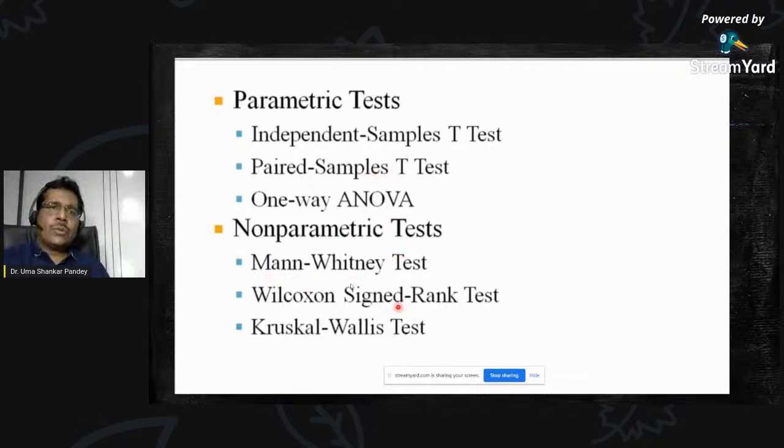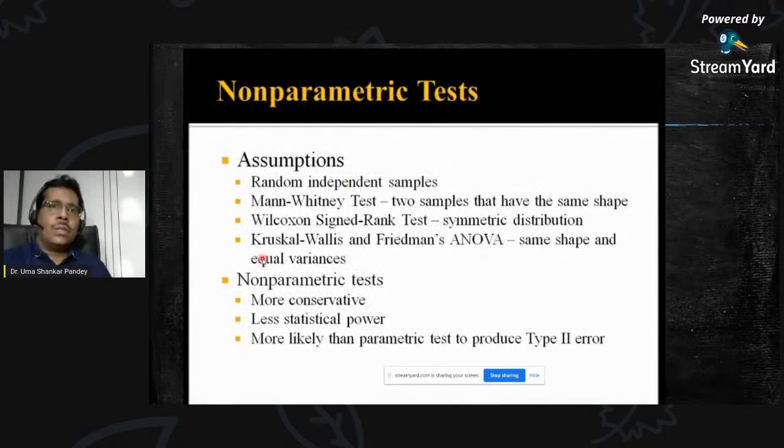Non-parametric tests, I'll just talk about the Mann-Whitney and the Wilcoxon signed rank and Kruskal-Wallis. These are very simple tests, but basically, where the parametric assumptions are not satisfied, and even the variables, they may not be interval, they can be ordinal or even categorical. So non-parametric tests, they are random independent samples. We go for the Mann-Whitney test when the 2 samples have the same shape. So this is one of the assumptions. The Wilcoxon signed rank test assumes symmetric distribution. We don't have to go into details about that.